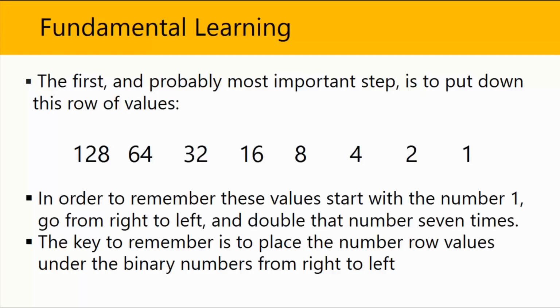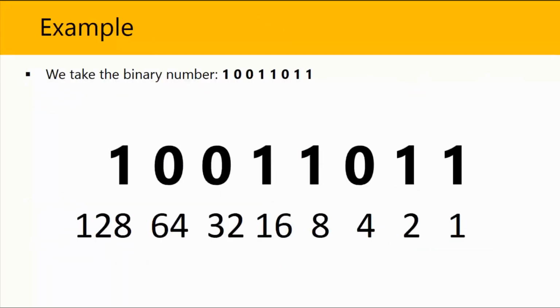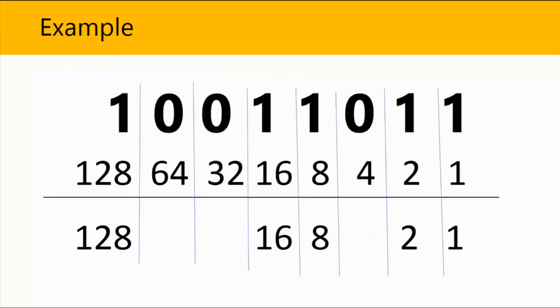And the key to remember is to place the number row values under the binary numbers from right to left. So let's take a look at an example. We will take the binary number, for example, 1001111. So I have written it in bold over here, and under that we have written the number row values, as you can see, from right to left. So 1, 2, 4, 8, 16, 32, 64, 128 is exactly under the binary number.